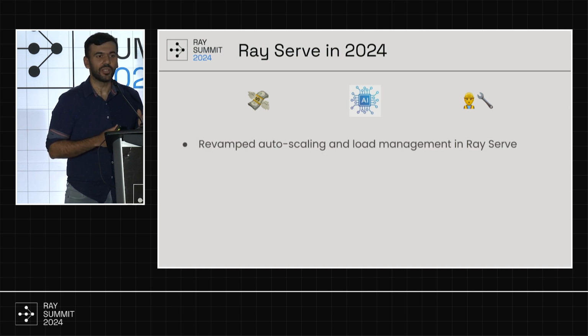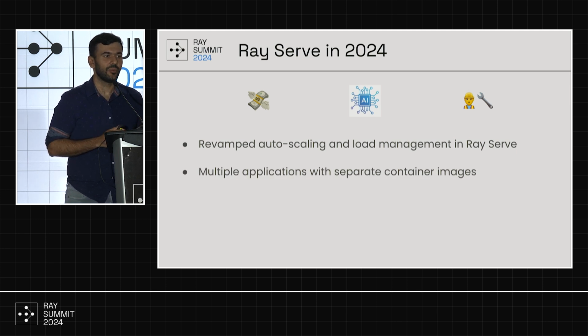First, we revamped our auto-scaling and load management in Serve. We heard feedback from the community for auto-scaling to be more responsive, and also to have capabilities for load shedding for better safety in production. So these were added in Serve in 2024.